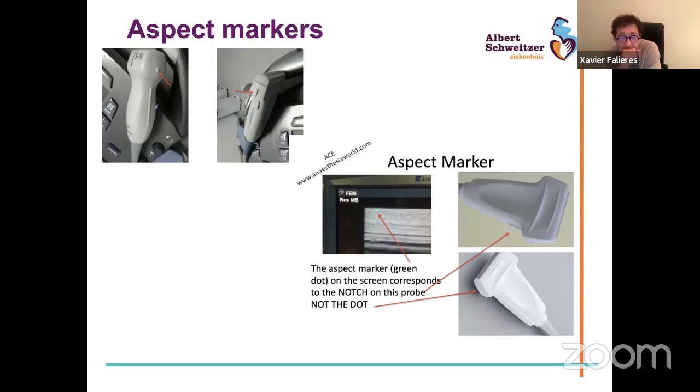And please don't begin your block without testing with your finger which is the left side and right side of your screen. You will see here that the green point on the screen corresponds to the notch on the probe and not to the dot. This is the green point of your screen. So always check with your finger before giving your block.